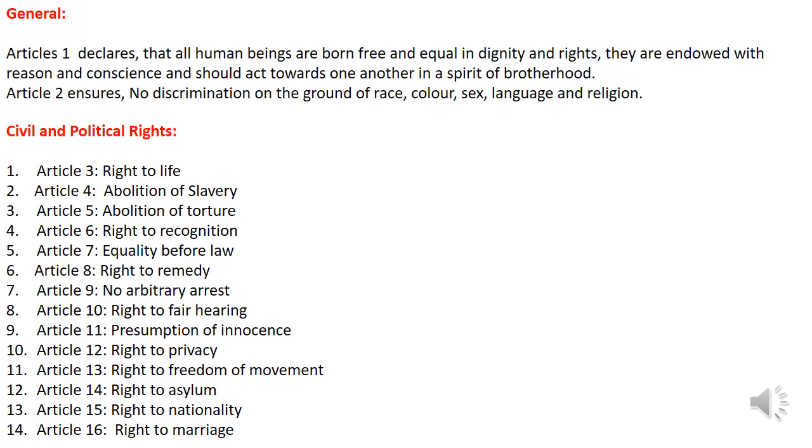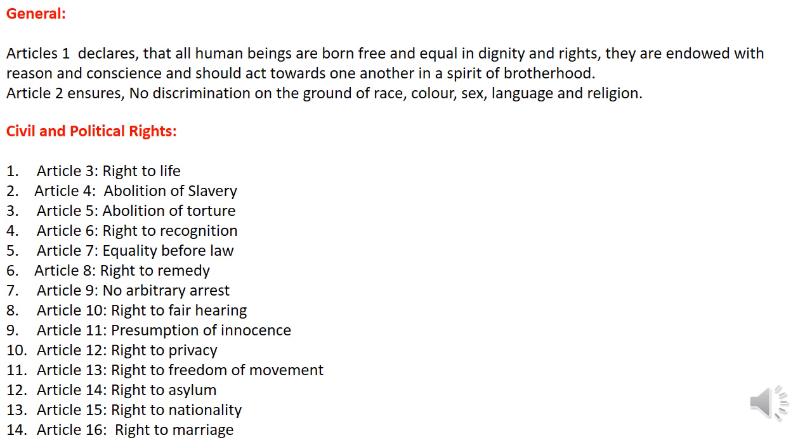The right to freedom of movement comes under Article 13. Everyone has the right to freedom of movement and residence within the borders of the state. He has the right to leave any country, including his own, and to return to his country or move to another country. So this is the right to freedom of movement.